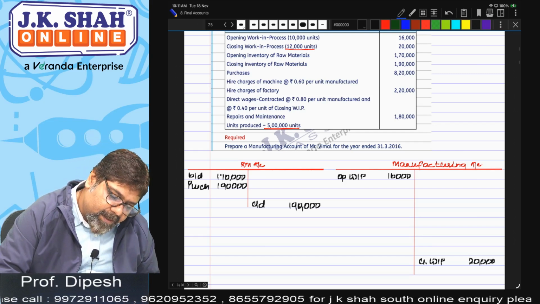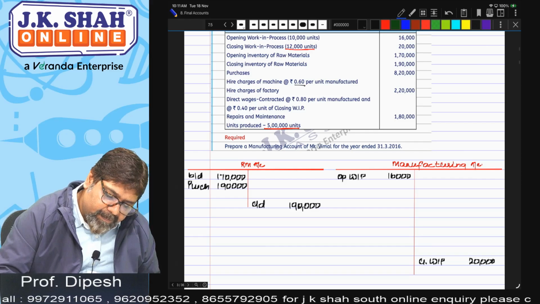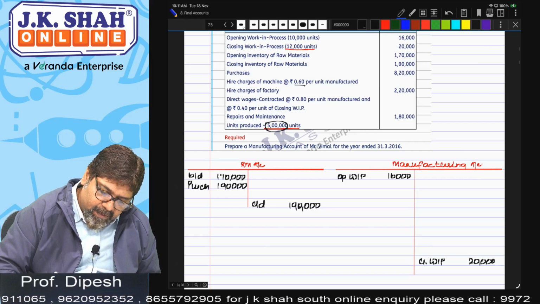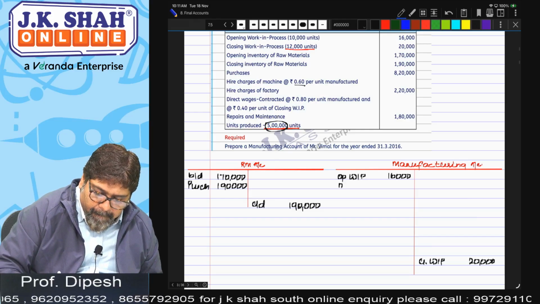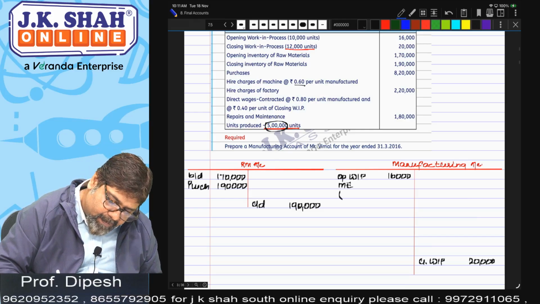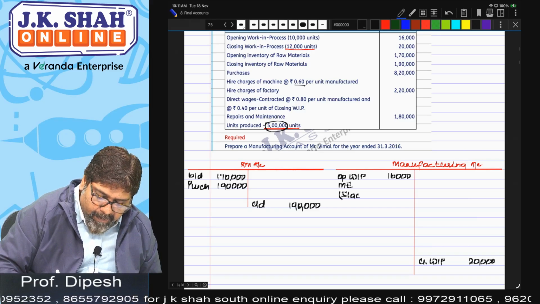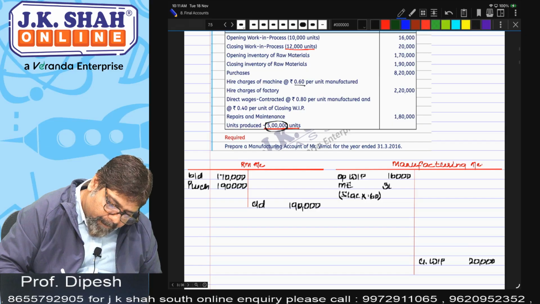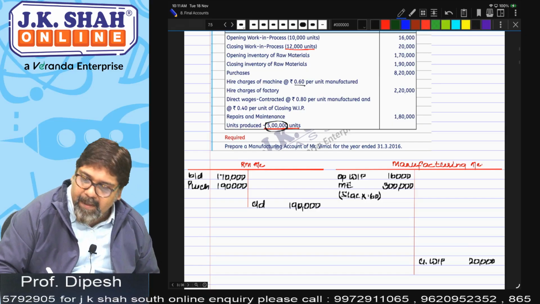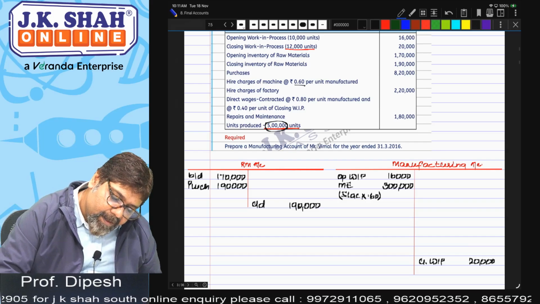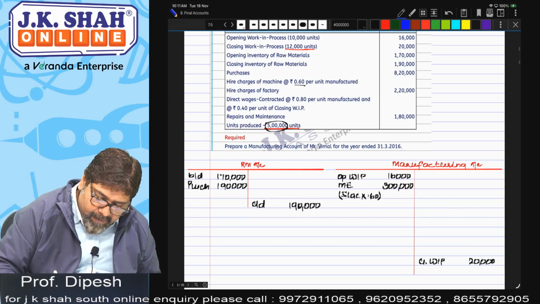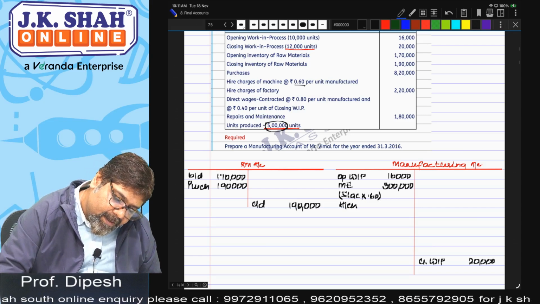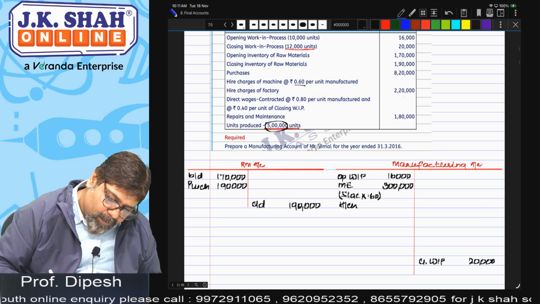Hire charges of machines 60 paisa per unit manufactured. How many units you manufactured? 5 lakhs. So 5 lakhs into 60 paisa is manufacturing expense, 3 lakhs. Then hire charges of factory, 2,20,000.